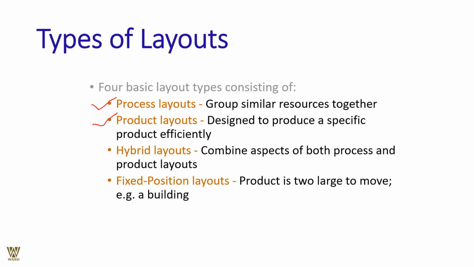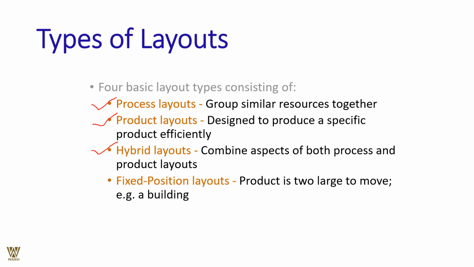So it's product specific, so that will mean it will produce the product much more efficiently. Cost effectiveness comes around it. In between, if we can have a mix of a product and a process layout, that is a hybrid layout that combines the best of both layouts. And then obviously, fixed position layout is something wherein the product is too large to move.